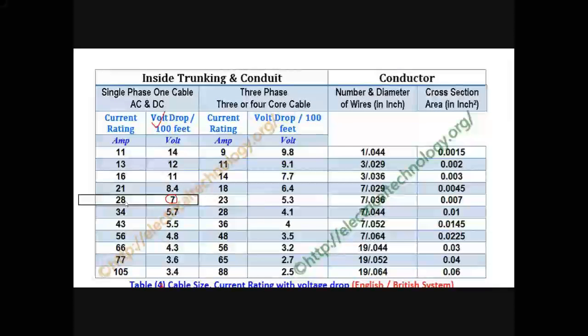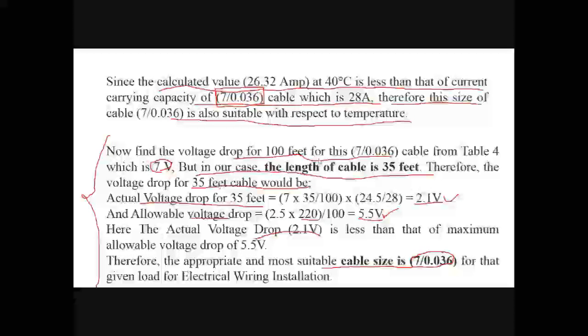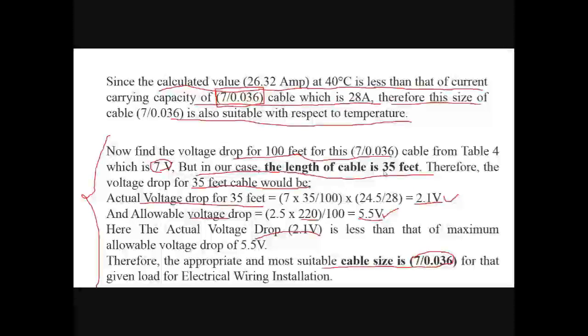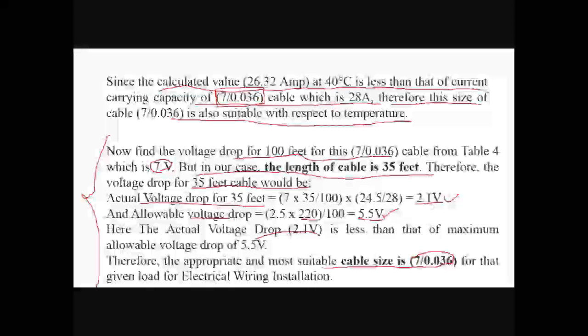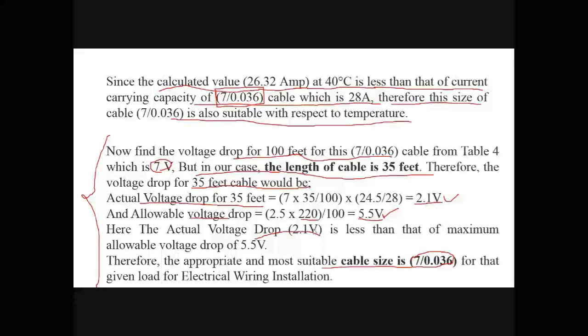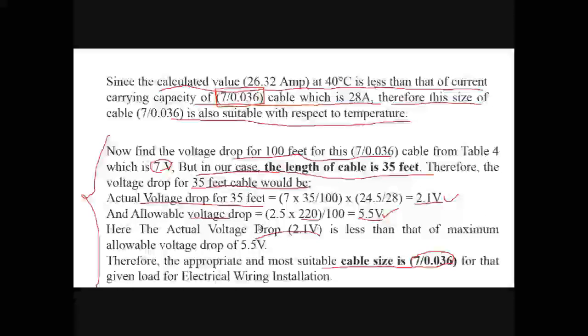They have given 7 for the rating of 28. So we have to find out for 35 feet, because they have given the length of cable as 35 feet. You can do a simple calculation: if they have given a 7 volt drop for 100 feet, what will it be for 35 feet? So the value becomes 2.1. And if we take 2.5% of the maximum allowable drop, it comes to 5.5.